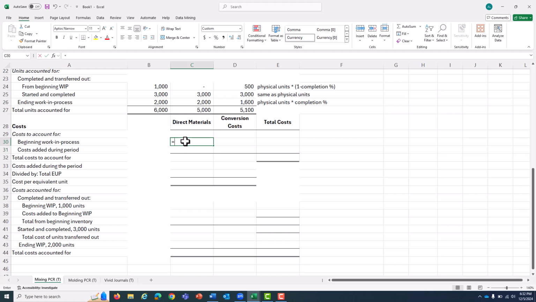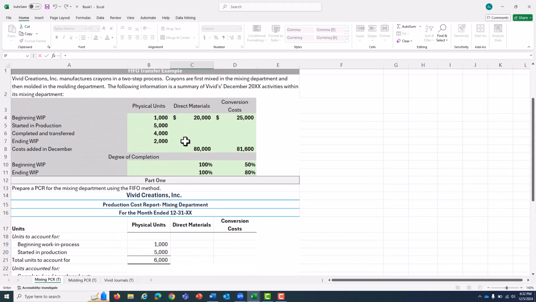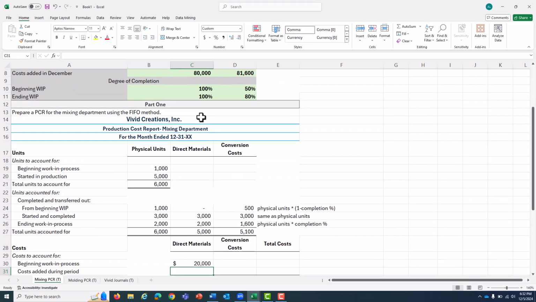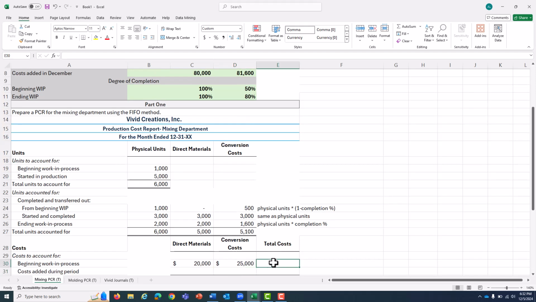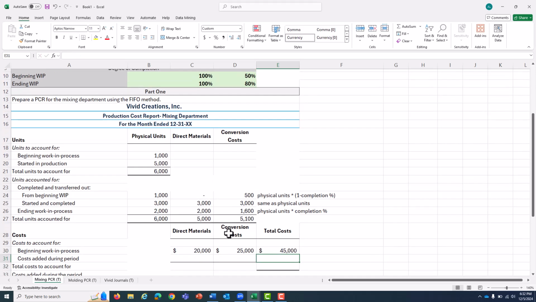So for what was already committed to our units in beginning WIP, our information tells us there was already $20,000 in direct materials, and there was already $25,000 of conversion costs, for a total of $45,000 worth of costs that were already in the batches of crayon mixture that we had going when this month of December began. And what amount of cost did we add during the period?